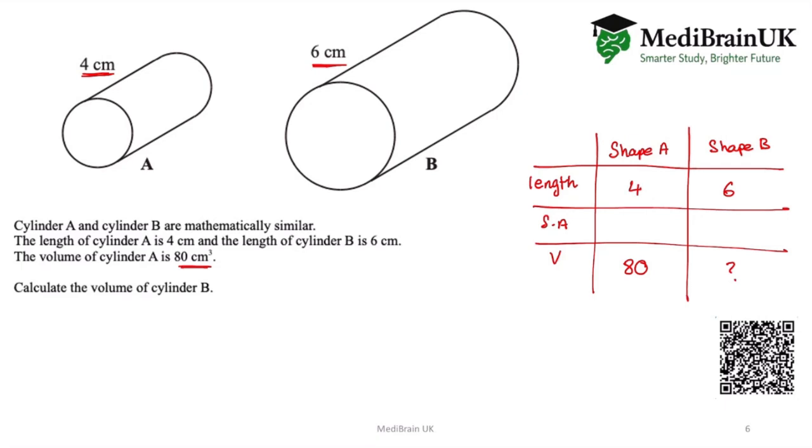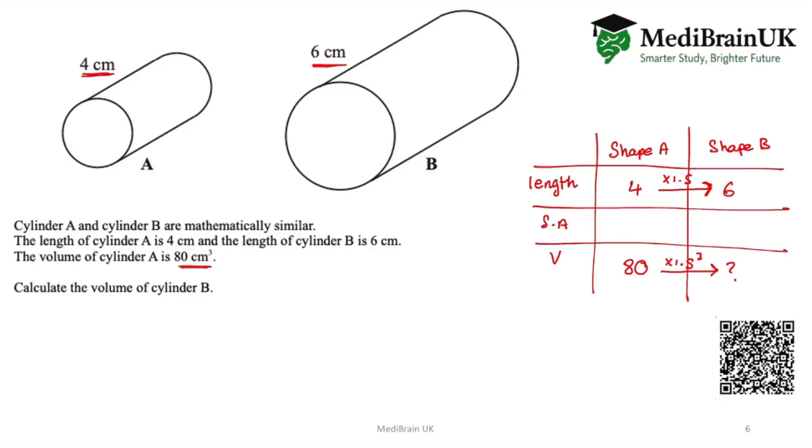So step 1, work out your scale factor. How can we get from 4 to 6? If you use a calculator, to get from 4 to 6, you need to multiply by 1.5. So that means to work out the volume scale factor, you're also going to multiply by 1.5. However, because it's volume, you're going to cube that. You're going to multiply by 1.5 cubed.